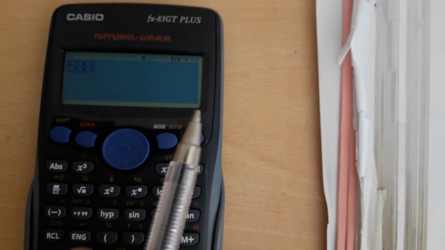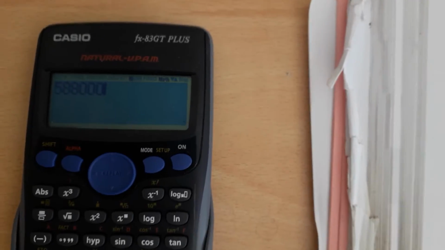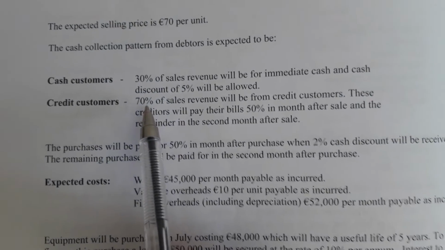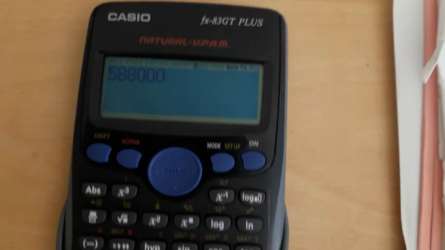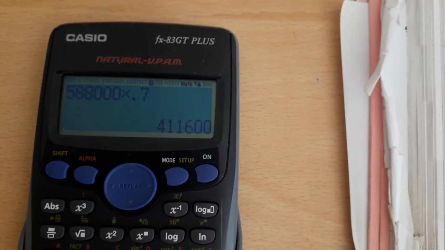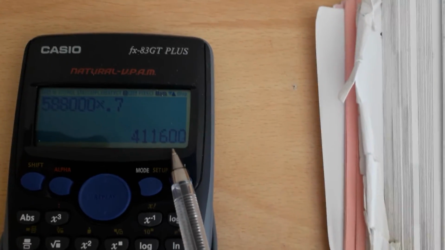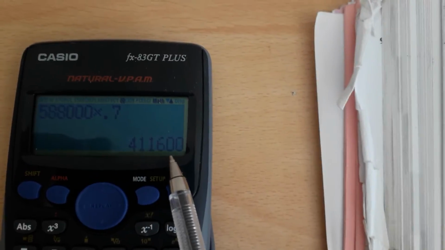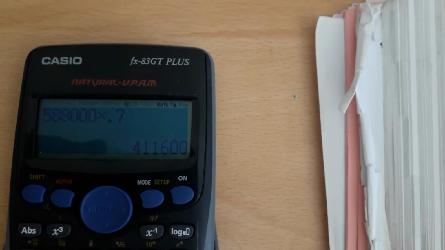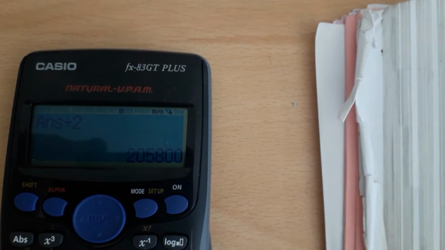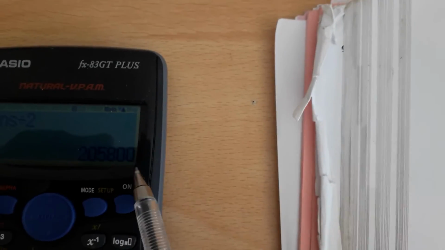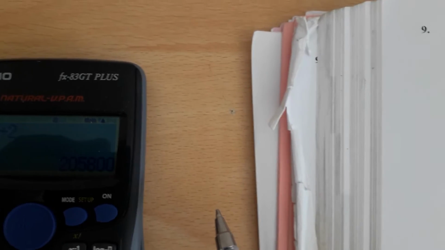So if we look again then at August, sales were 588,000. Let's start with that. That was the total sales. We know that 70% of it was credit sales. So let's get 70%. And we know that half of that then was paid back a month later and the other half was paid back 2 months later. So if I divide it by 2, I get 205,800. That was paid back 1 month later, and that amount again was paid back 2 months later for August's credit sales.